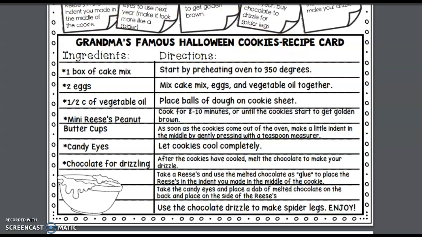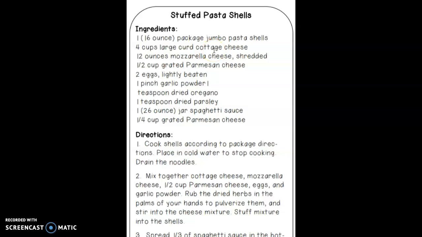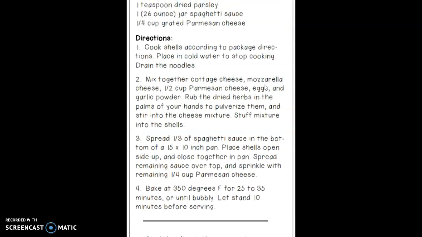Let's look at another one. Here we have a recipe for stuffed pasta shells. The directions are going to give us the sequence in order to successfully create these stuffed pasta shells. So we are going to add our own transitional phrases to these steps in order to create our sequence. So first, cook shells according to package directions. Place in cold water to stop cooking. Drain the noodles. Next, mix together cottage cheese, mozzarella cheese, and half a cup of Parmesan cheese, eggs, and garlic powder.